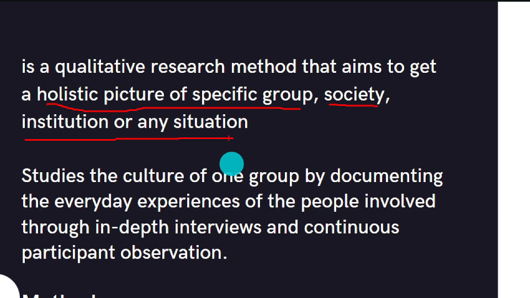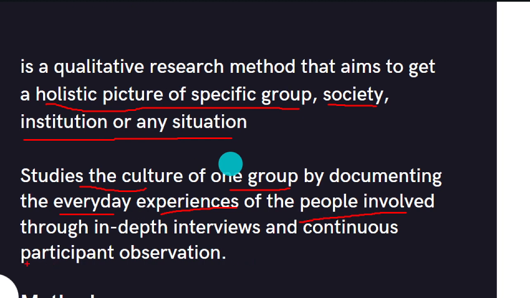Okay? And it studies the culture of one group by documenting the everyday experiences of the people involved through in-depth interviews and continuous participant observation.